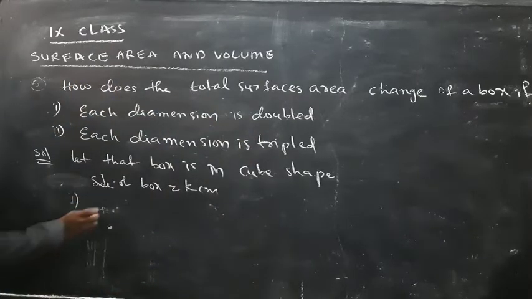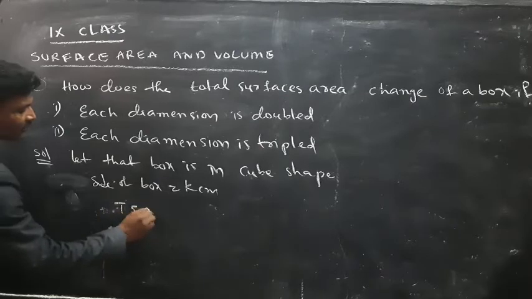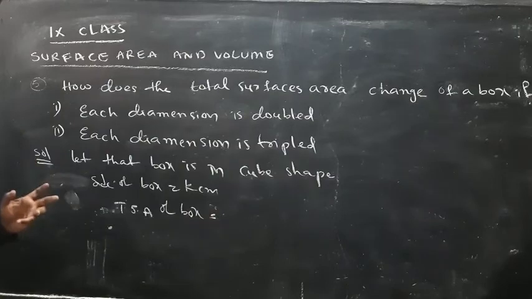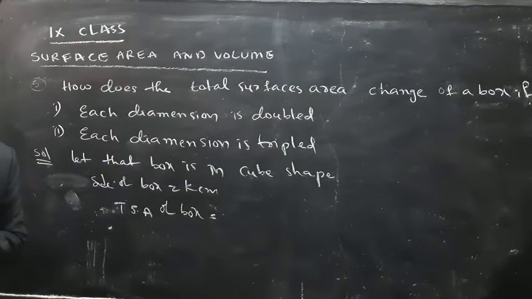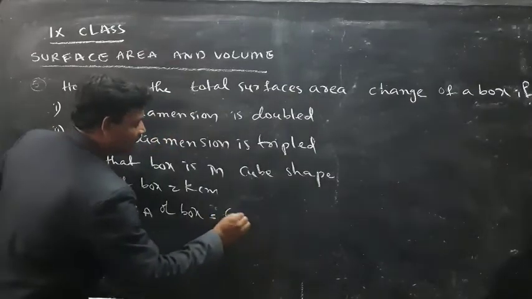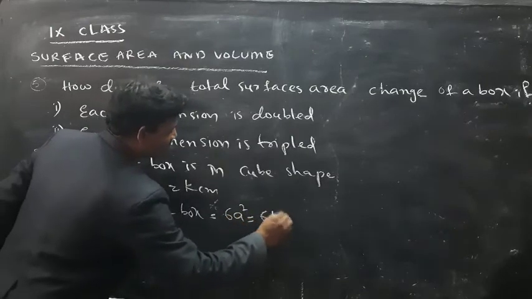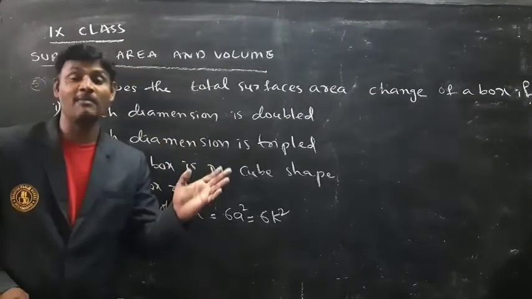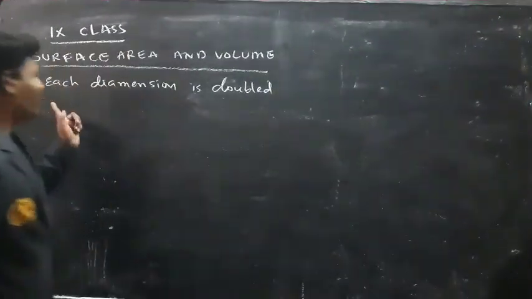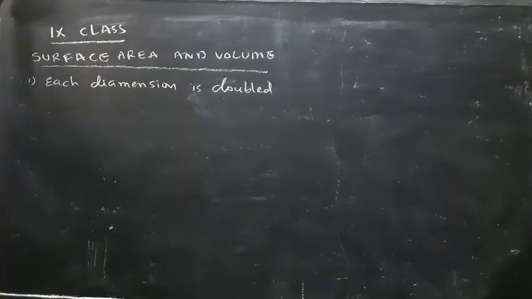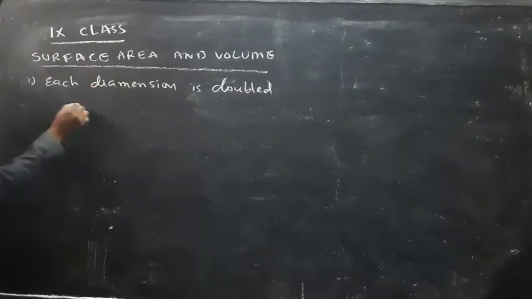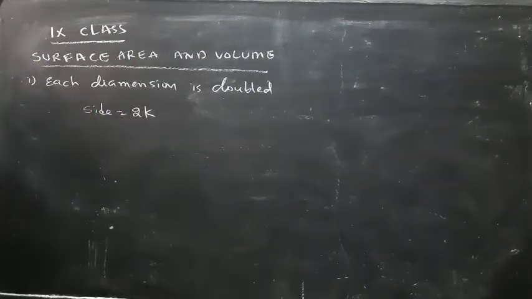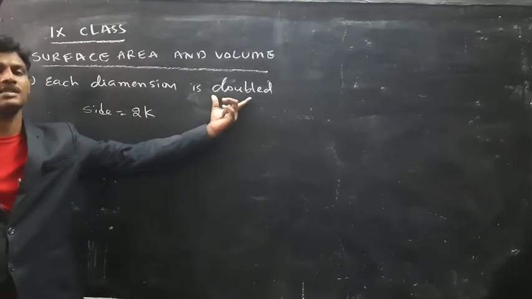What is the concept? First, total surface area of box. What is the shape of that box? Cube. It is nothing but 6k square. Next, what is the concept? If each dimension is double, what is the previous side of the cube? K. Now I am taking as 2k. Why? Because each dimension is double.